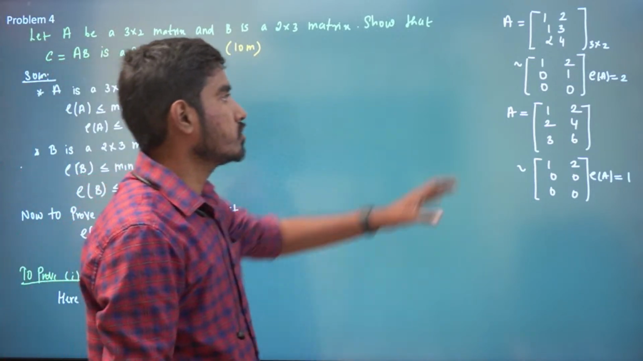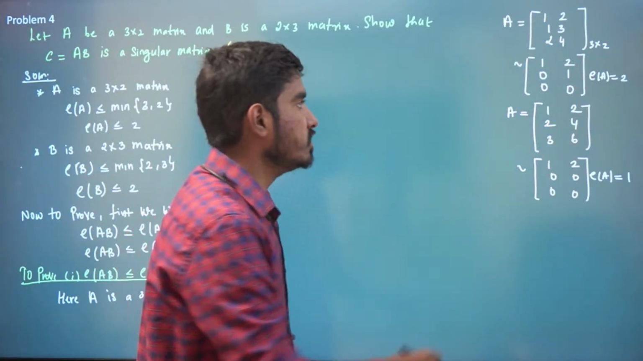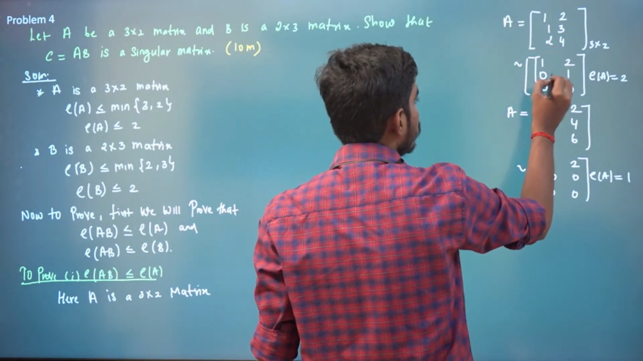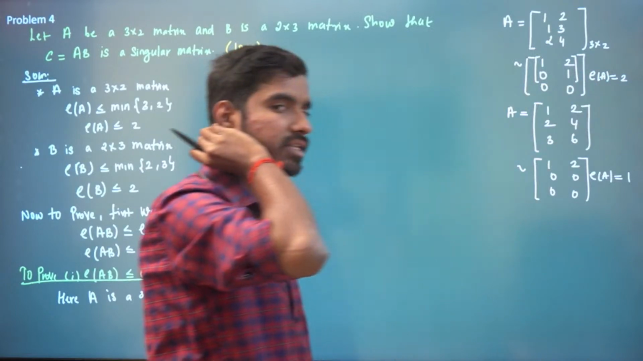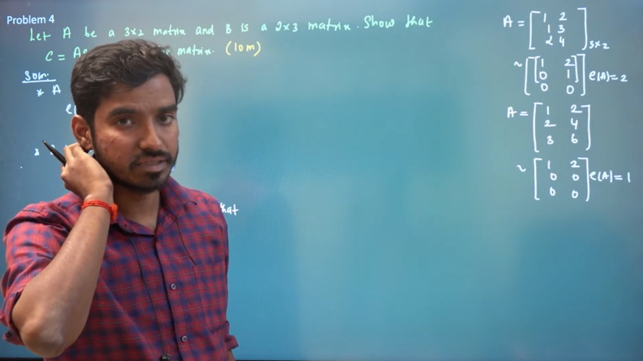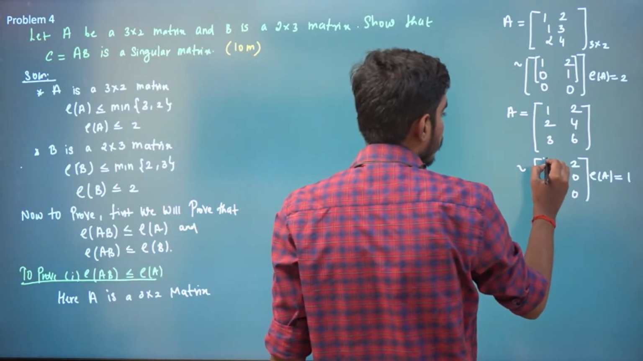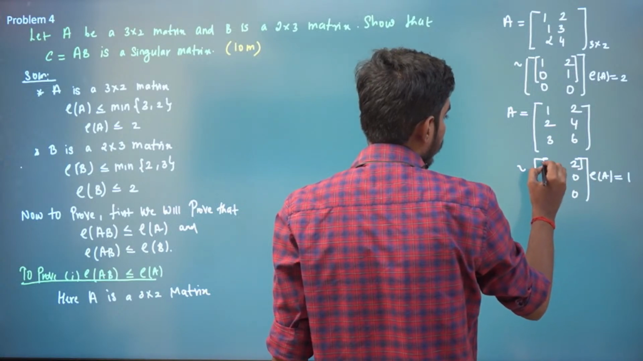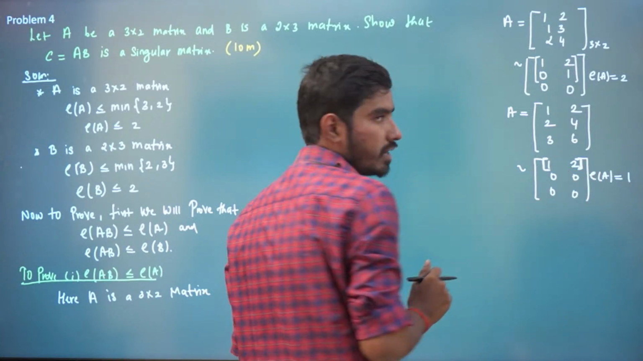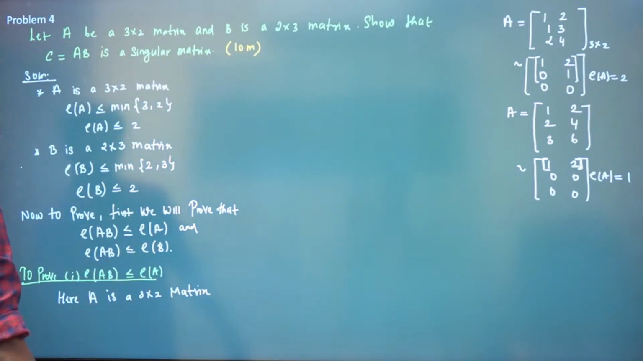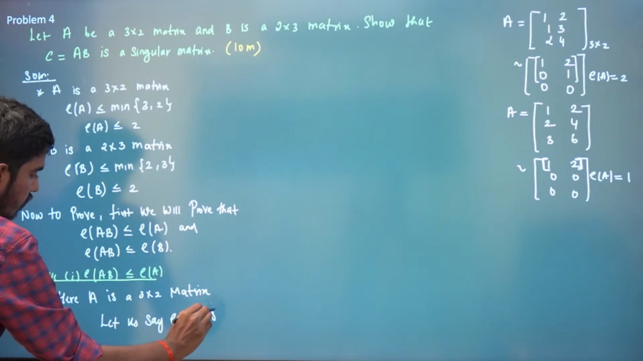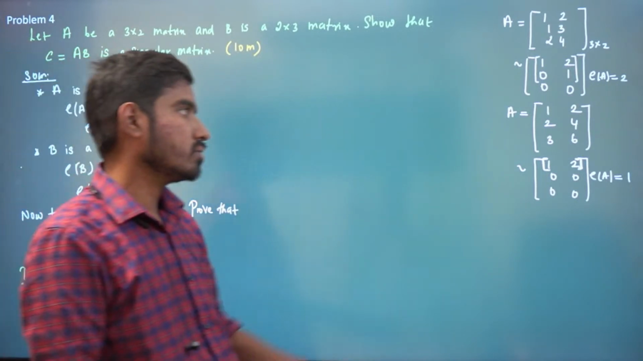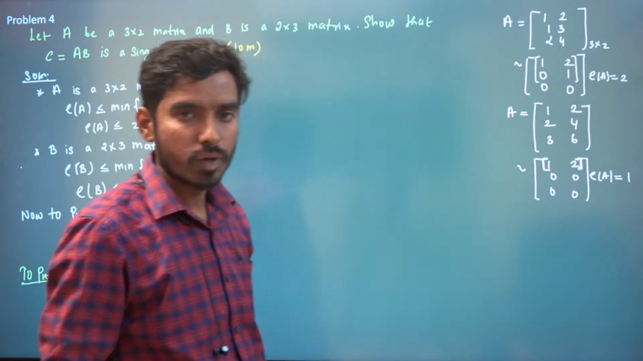right? So if the rank of A is 2, you can see this A is equivalent to some submatrix of rank 2 and then some zero submatrix. And if your rank is 1, then you will have some submatrix of rank 1, and the remaining will be a zero matrix. I'll just write it down here. A is a 3 cross 2 matrix. Let us say rank of A is R1, right? Here our R1 is 2 and here our R1 is 1.